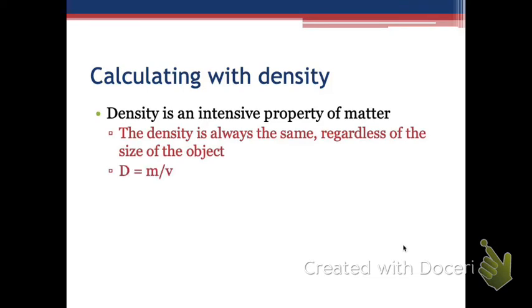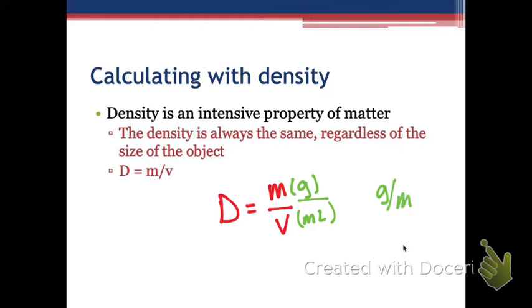Density is always the same regardless of the size of your sample. The equation for density is mass divided by volume. Density is equal to m over v. Is that familiar to you? Have you heard that equation before? Typically, what do you think mass is measured in? Grams. I would agree. And what's volume typically measured in? Liters or milliliters. And so the units for density are most often grams per milliliter, or maybe kilograms per liter.